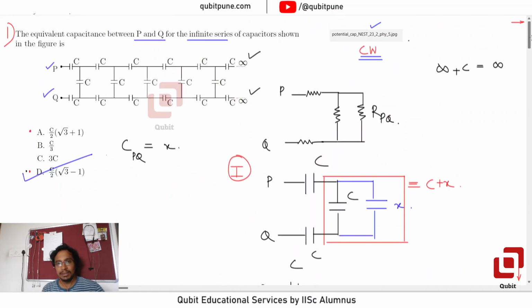Okay. See, at the beginning, why do we take the right side also to be x? We took PQ to be x, right? So, the mathematical explanation to that would be, because there are infinitely many such capacitors connected in the same pattern, right?